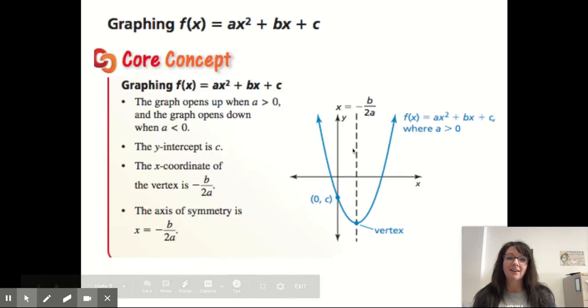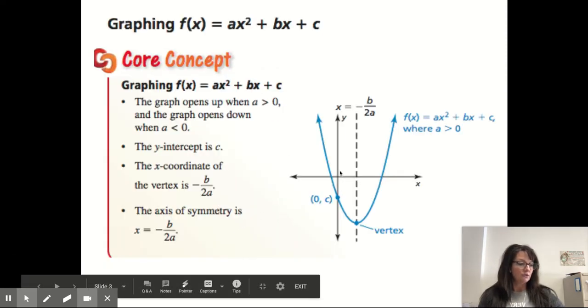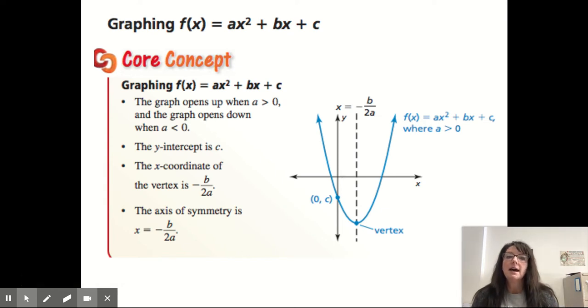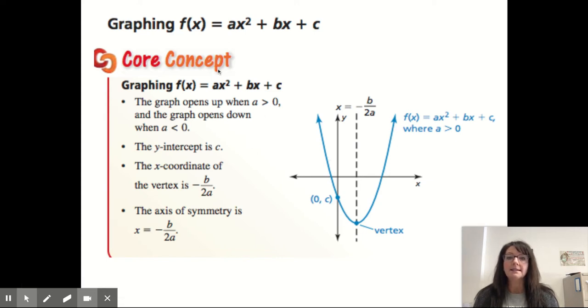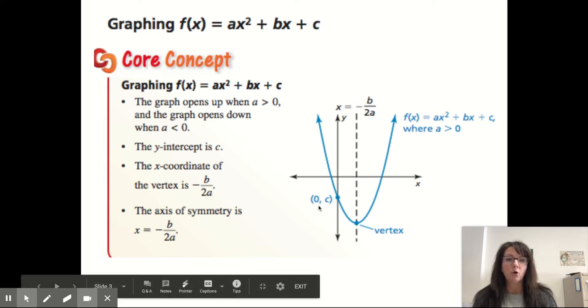So this is all the different parts. And again, this is in your student journal. I believe this diagram is on page 257. So we have a couple things to look for here. The graph will open up if A, this value A, is greater than 0. It opens up like this. And it will open down if A is less than 0. So think about that, less than 0, it's going to be negative. Those were those reflections that we saw, and it would open down.